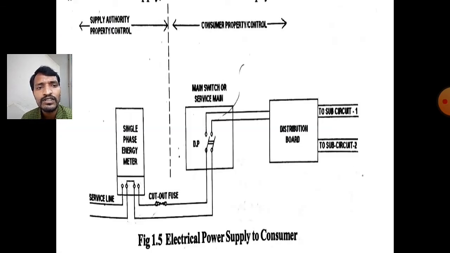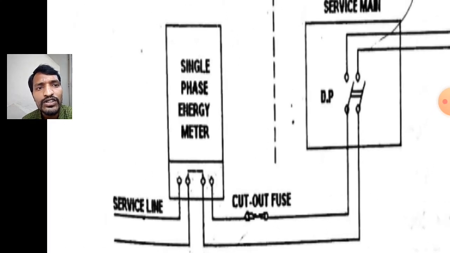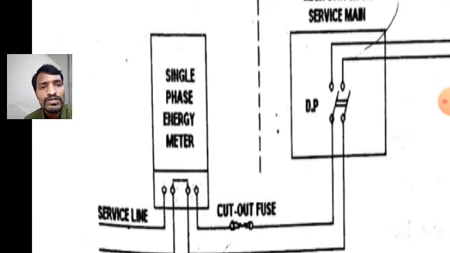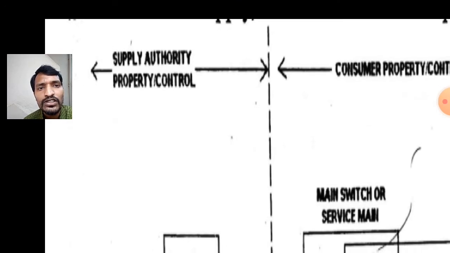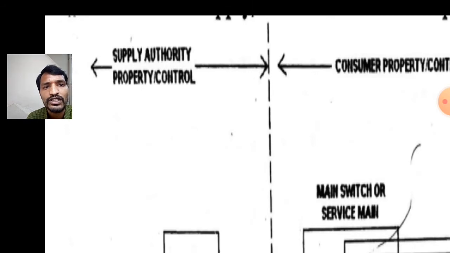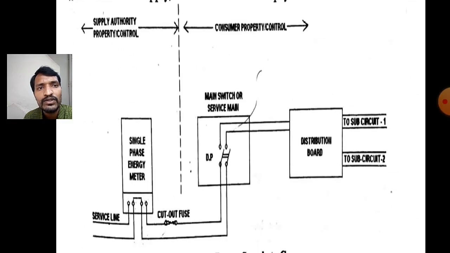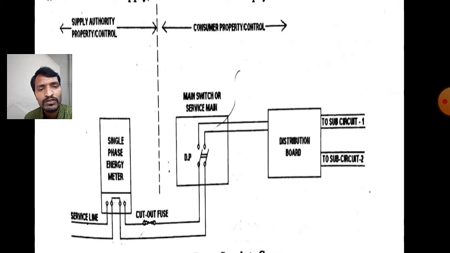Next, here is the diagram of a single phase energy meter to a consumer house. Here you can observe the service line, the cable which comes from the electric pole, is connected to the input of the energy meter. The output terminal of the energy meter is connected to the cutout fuse. These three are under the control of the supplying authority. In our area, the supplying authority is PSPDCL.